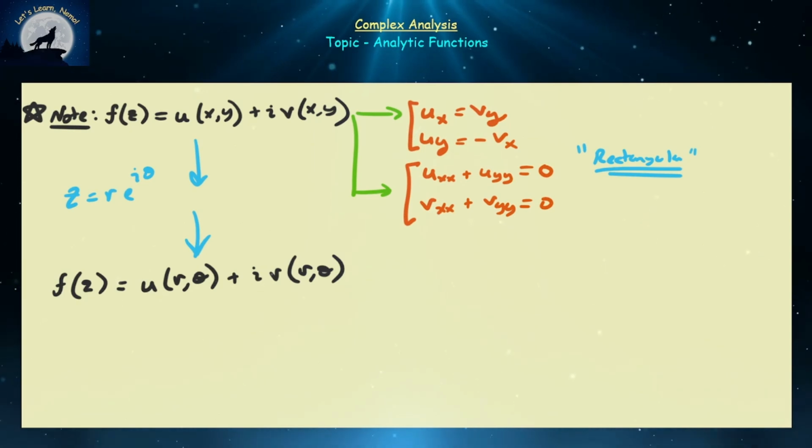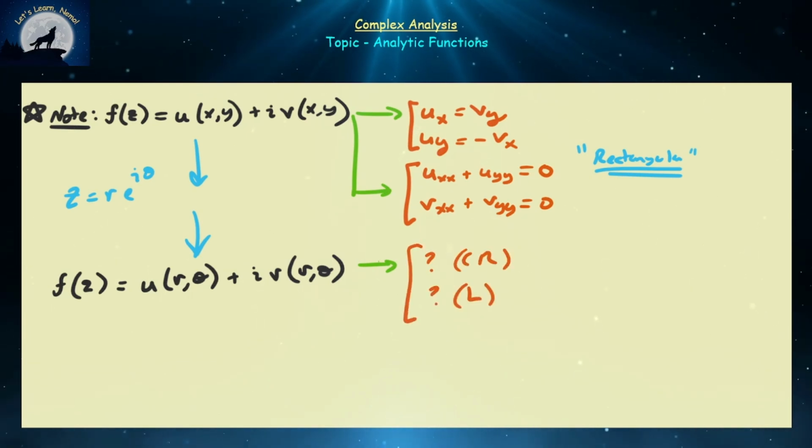Right, so once you have this f is equal to u plus iv form, i.e. the real-imaginary decomposition in polar form, then one can ask, well, can you represent the Cauchy-Riemann equations in polar form, and can you also represent the Laplace equation in polar form?